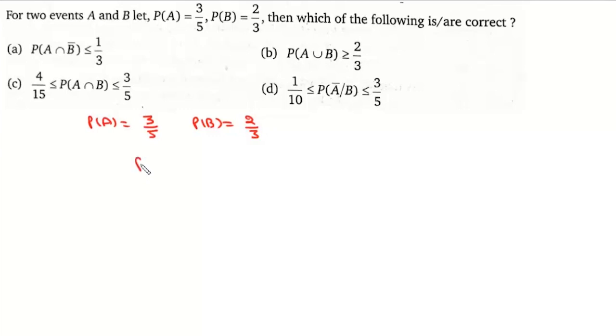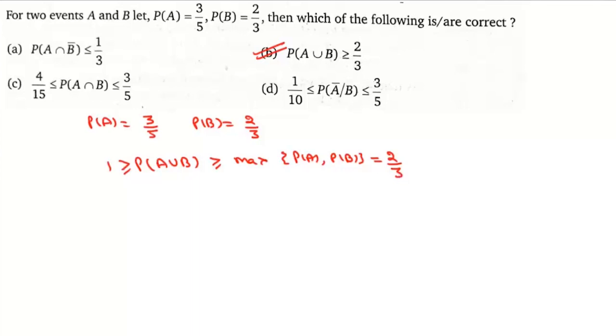Now we know that P(A union B) will be greater than or equal to the maximum of P(A) and P(B), because it is a superset, which in this case is 2 by 3. That means probability of A union B will always be greater than or equal to 2 by 3. Now we also know that any probability is always less than or equal to 1. So this value will always lie between 2 by 3 and 1.